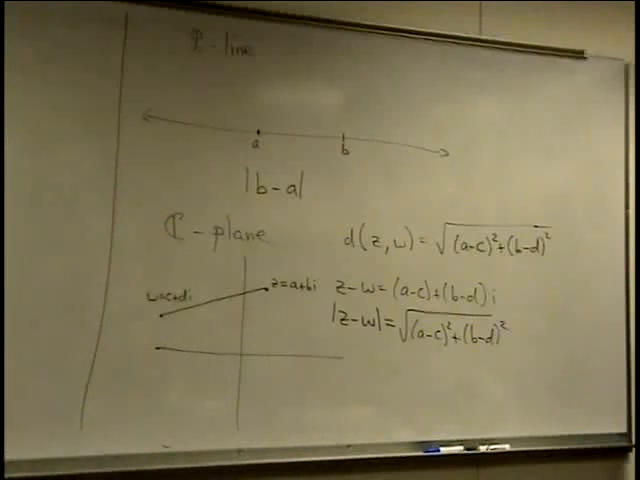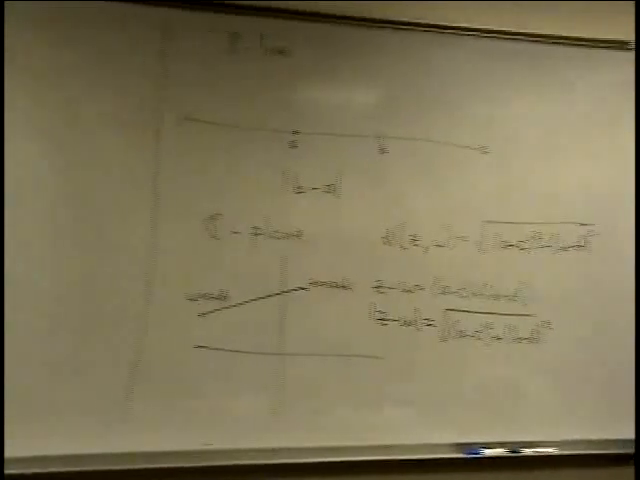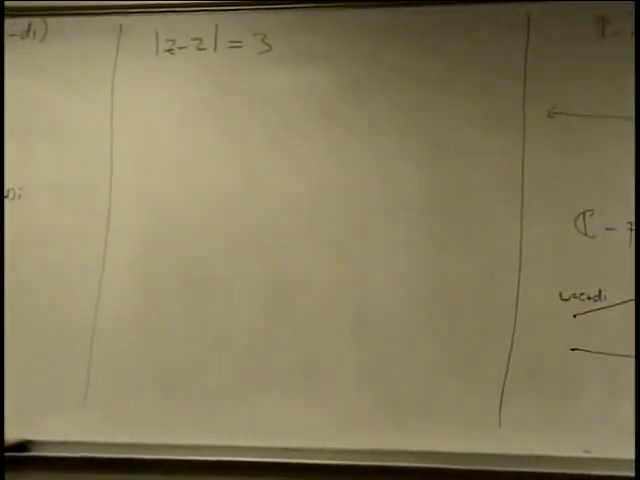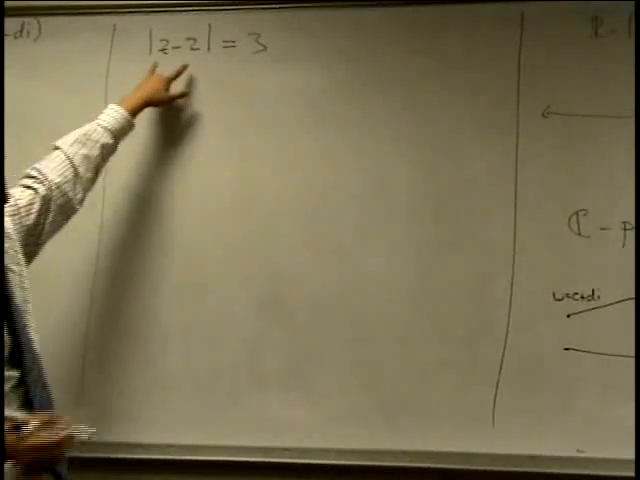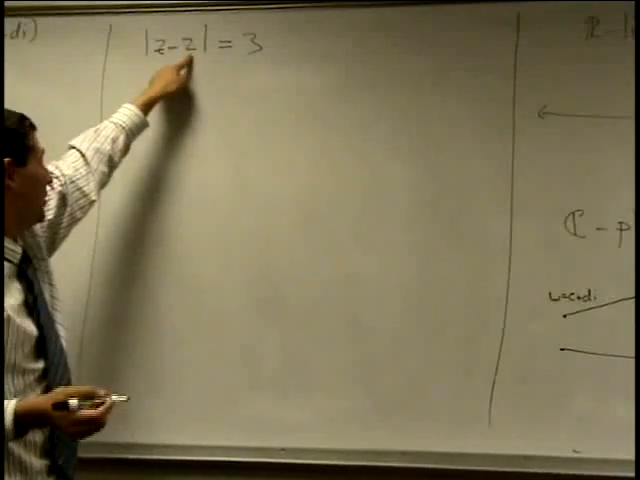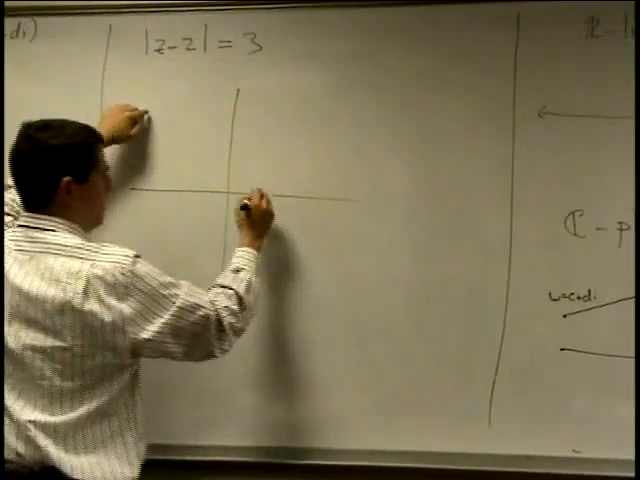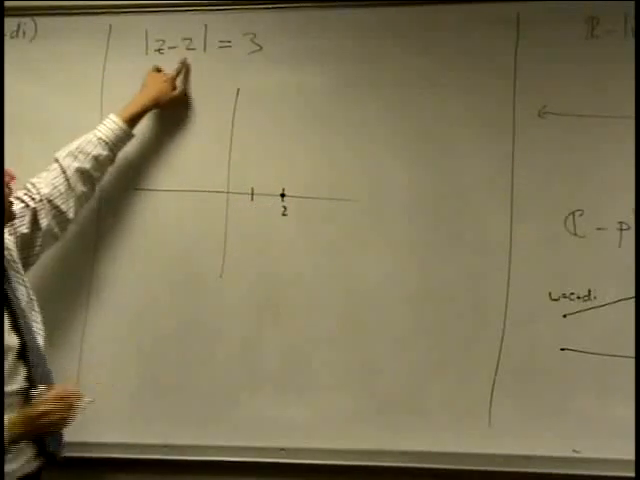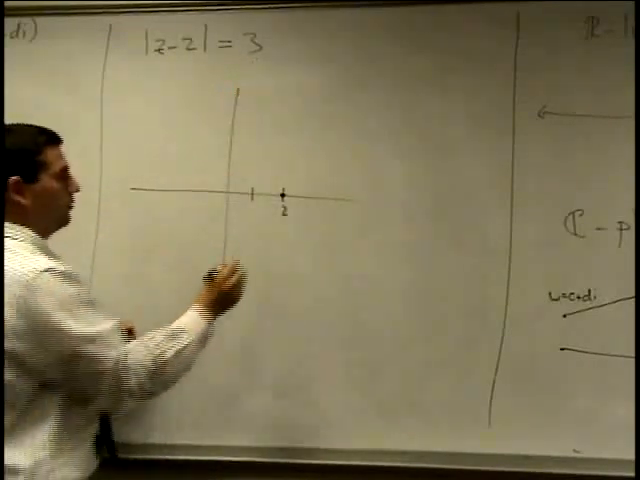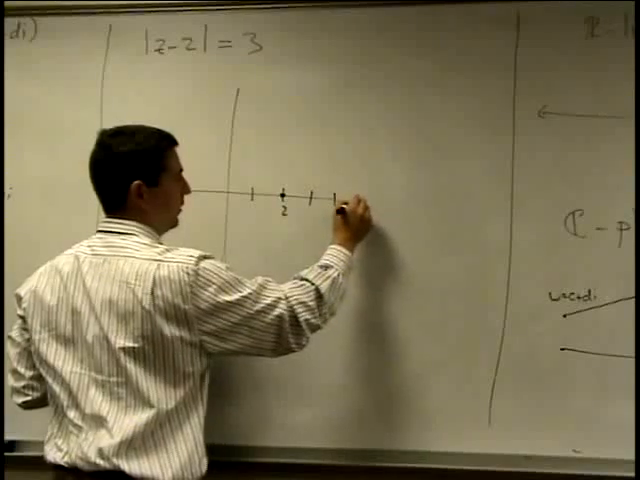So that means, let's say you wanted to know all the points satisfying the following: the norm of Z minus 2 is equal to 3. What this means is the distance between Z and 2 is 3. So you have a point on the complex plane, which is 2, and it sits on the real axis. And you're looking for all Z's which are exactly 3 away from this. Well, let's see, here's 1, 3, 4, 5. Okay, 5 is exactly 3 away.